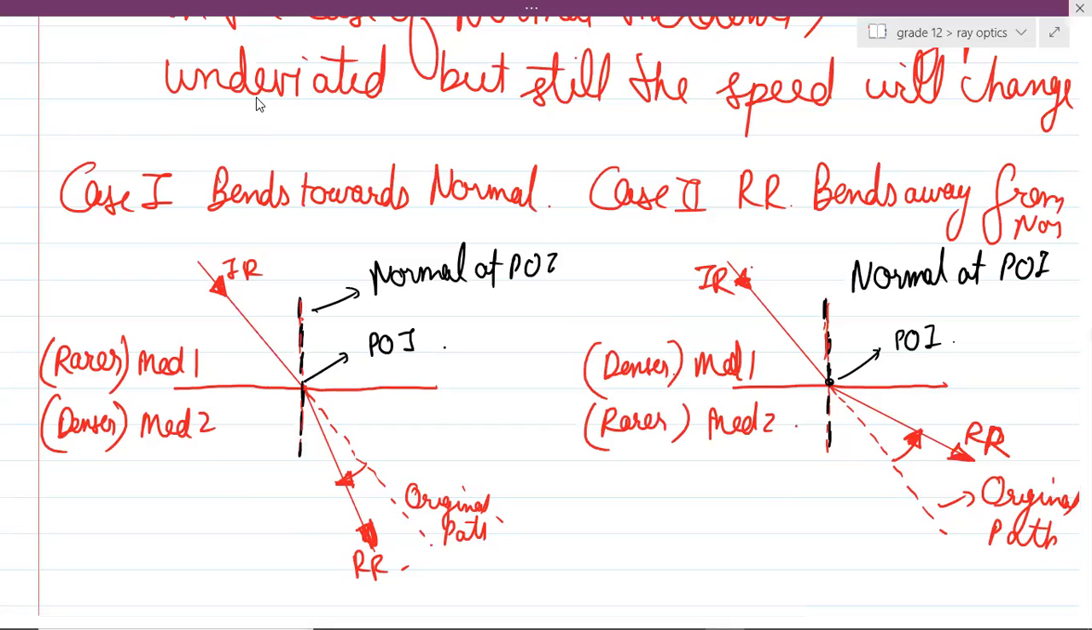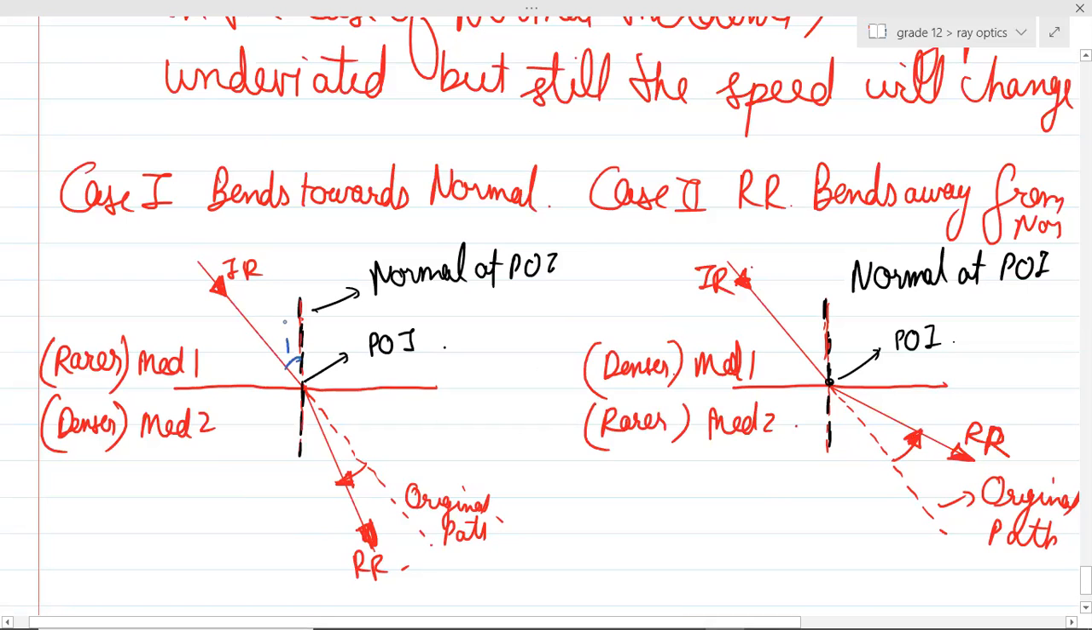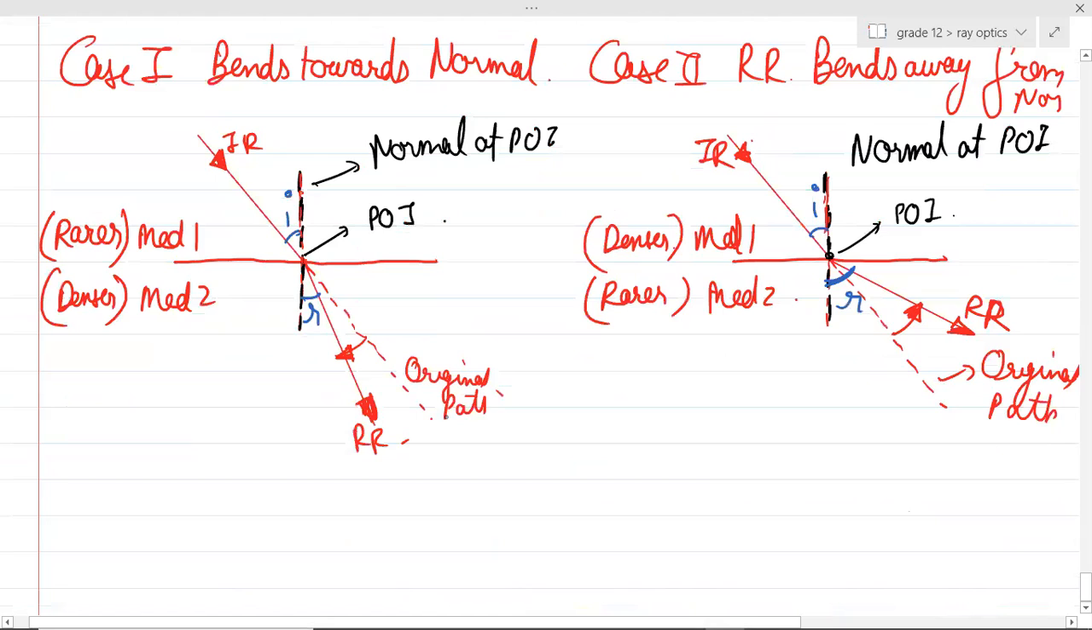In both the cases, this is the angle of incidence and this is the angle of refraction. Angle r is basically the angle of refraction. The angle between the refracted ray and the normal is called the angle of refraction, right? Everyone knows this, right?